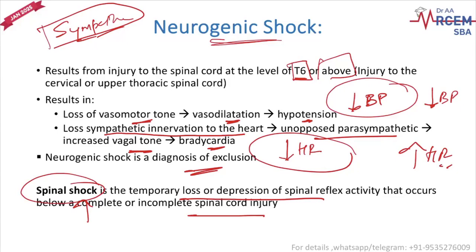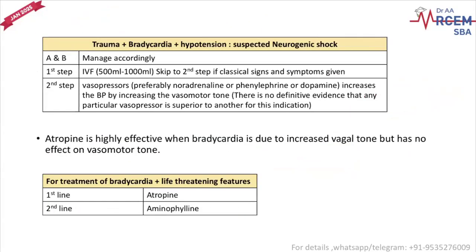Unlikely questions will appear on spinal shock because you do not do anything. Usually it will improve on its own. Neurogenic shock is the important one. How do you manage it? If you are strongly suspecting a neurogenic shock, how do you suspect? It's a trauma case, there is bradycardia and hypotension. Strongly suspecting, start immediately on vasopressors because you want to increase the tone of the vessels.